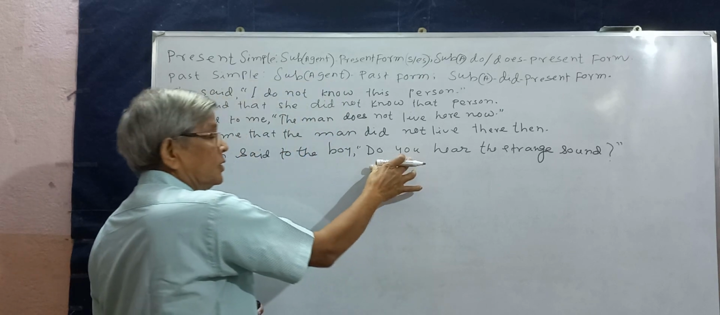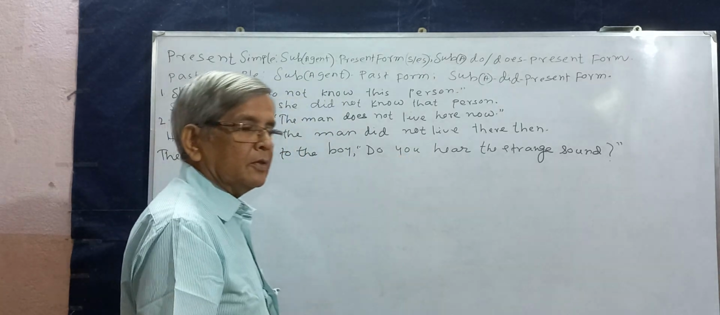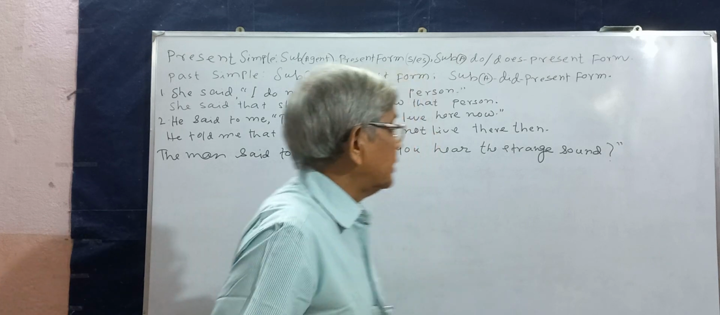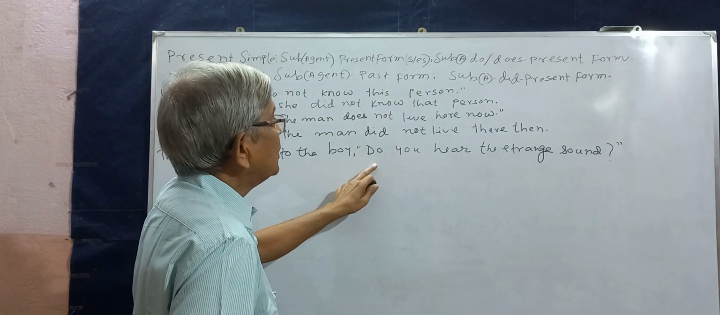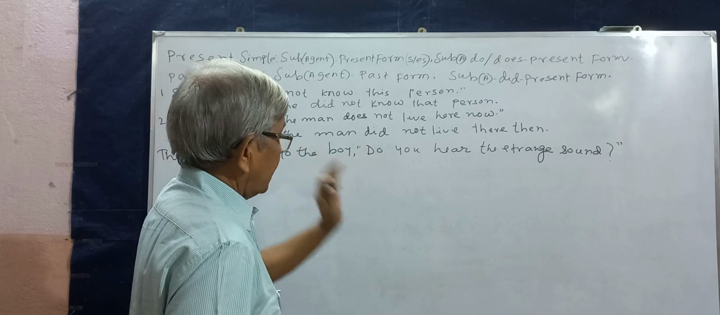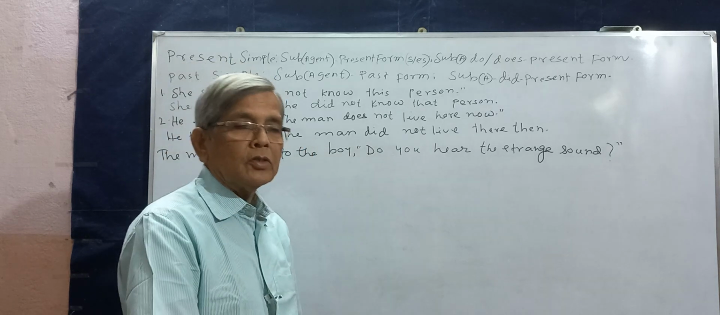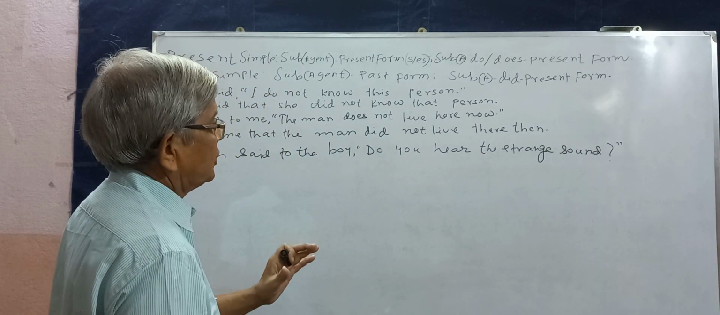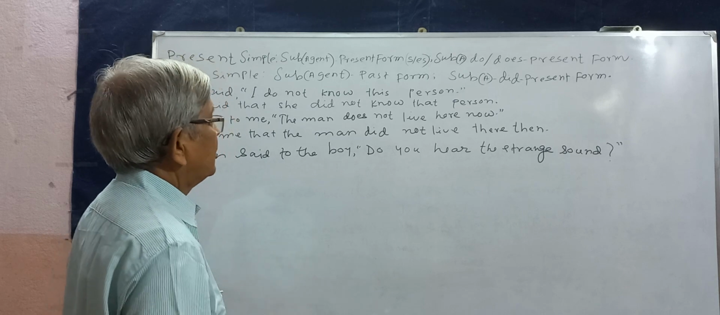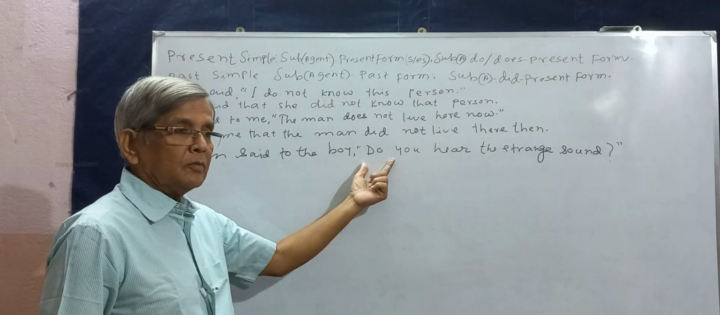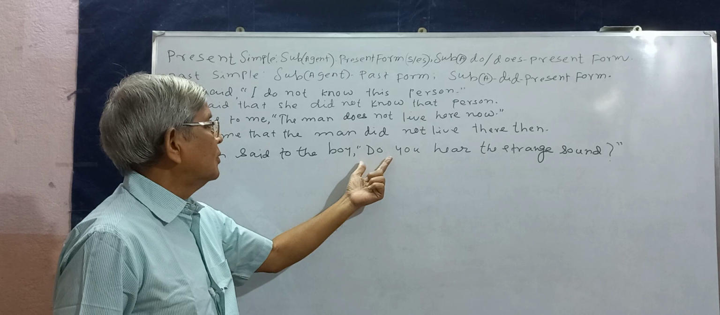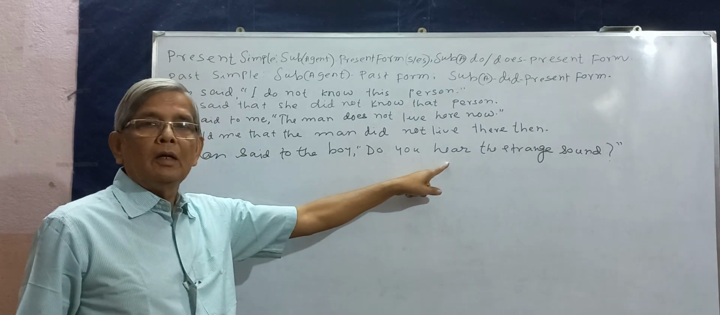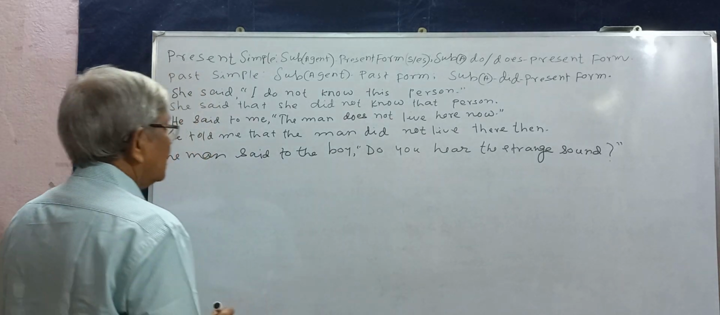It is a question, a positive question. Like a statement, a question can be either positive or negative. It is a positive interrogative sentence. Do you hear the strange sound? Negative, don't you hear the strange sound? Now, when we report a positive question in the present simple tense, where we get do or does, we must drop the helping verb and use the second form, the past tense form of the principal verb.